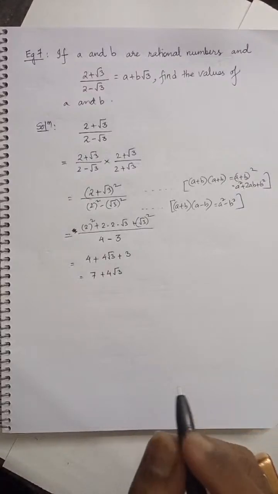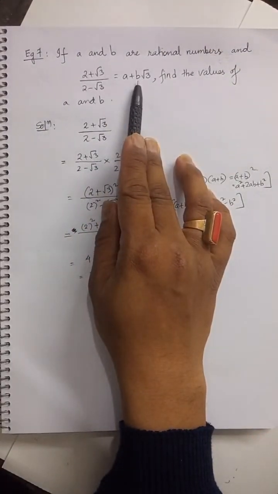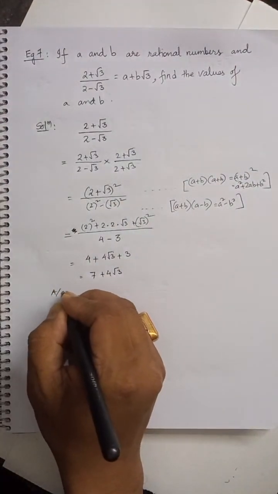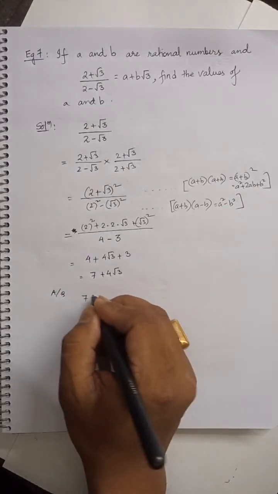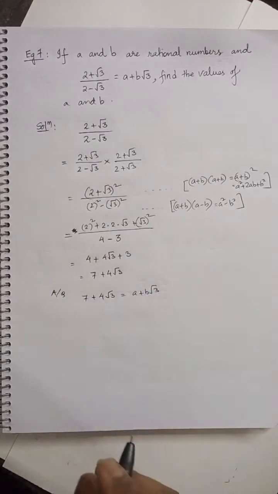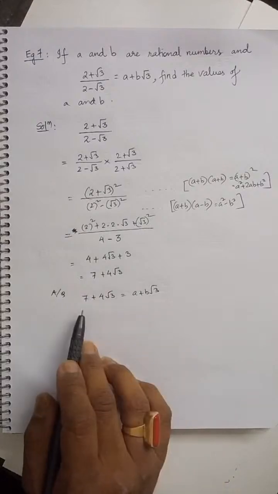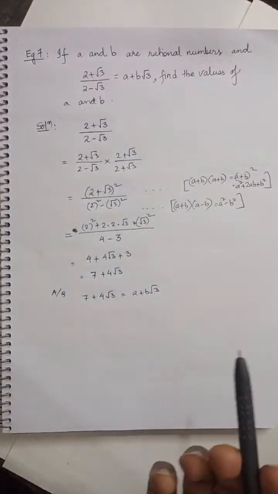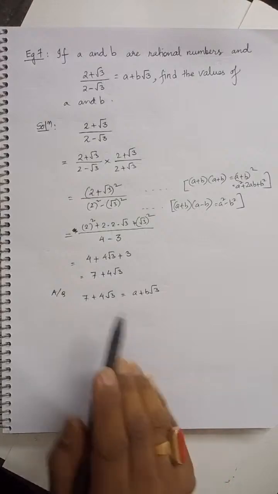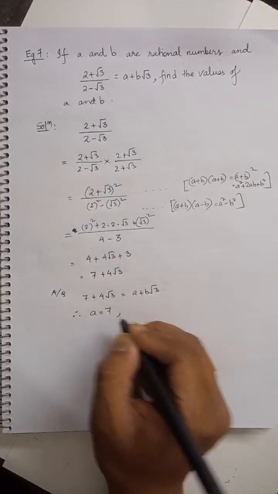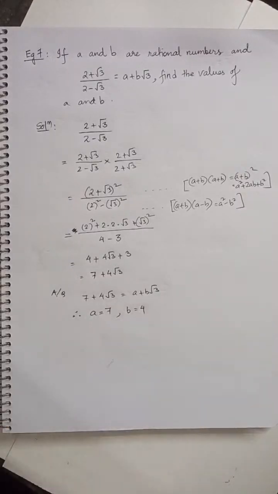Now in the question we were given that this value was equal to a plus b root over 3. So according to the question, this value now will be equal to a plus b root over 3. Now see, there is a similarity. So we have the values of a and b. That means two rational numbers, because we were told that a and b are rational numbers. So 7 and 4 are rational numbers. Okay, and then we have root over 3 and root over 3. That means we can conclude that the value of a is 7 and the value of b is 4. So this is how we solve this type of question.